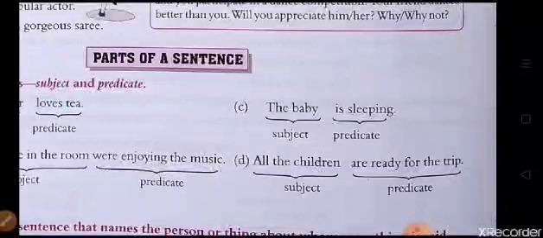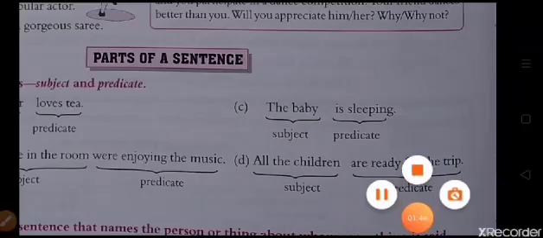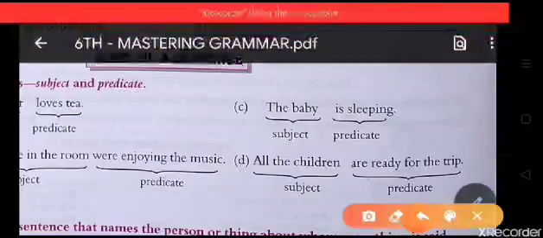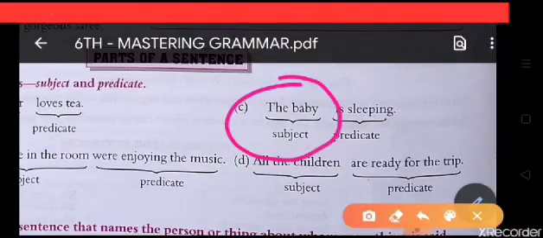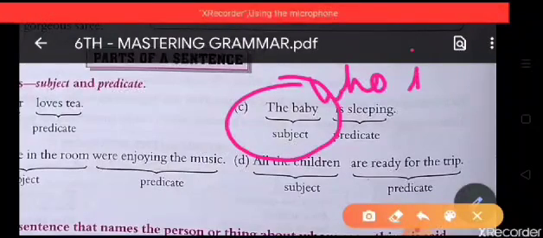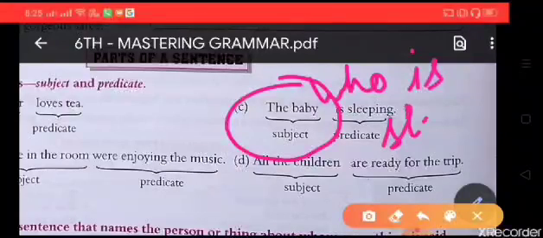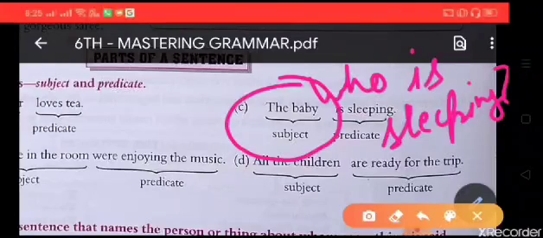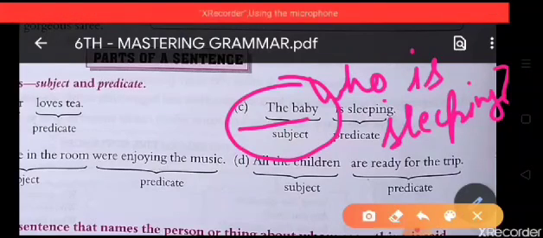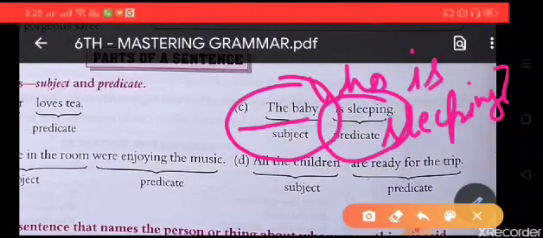Now let's move on. See, the baby is sleeping. Who is sleeping? The baby is sleeping. So now here you can see the sentence is talking about who is sleeping. The baby is the subject and is sleeping is the predicate.